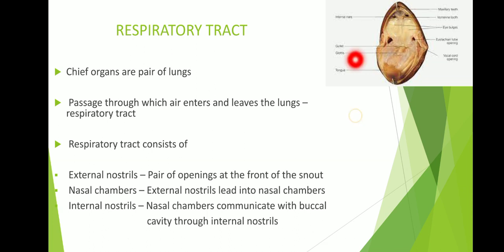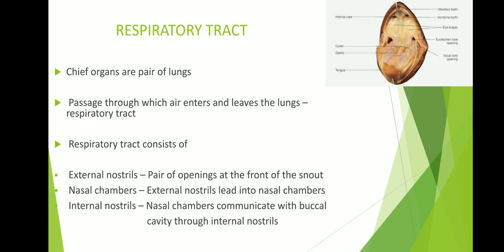So in this figure you can see the internal nares. So these are the two internal nares. So external nostrils, nasal chambers, then internal nostrils. It is through the internal nostrils that the nasal chamber communicates with the buccal cavity.